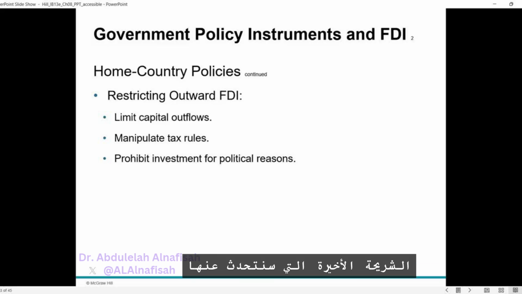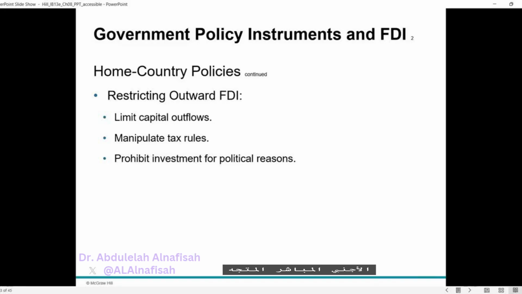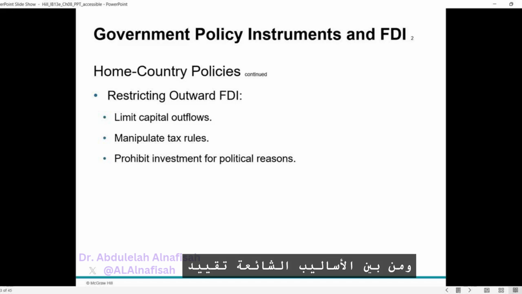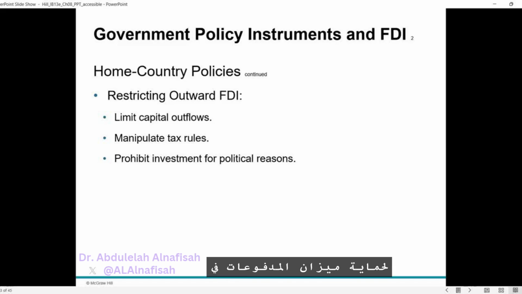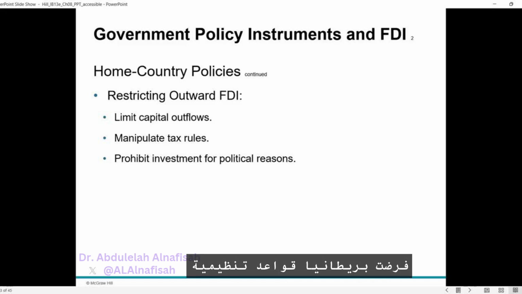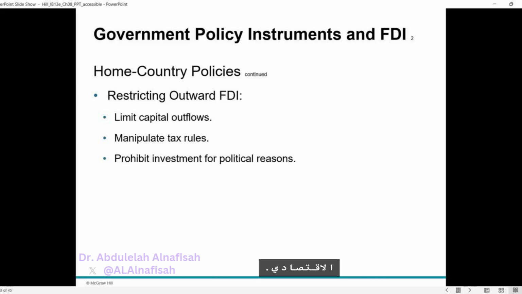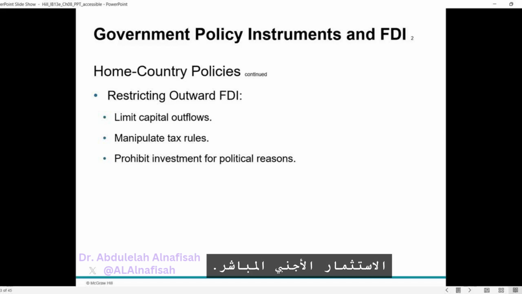The last slide we will talk about is restricting outward FDI. Home countries often exercise control over outward foreign direct investment, FDI, through various policies. One common approach is to restrict capital outflows to safeguard the country's balance of payments. For instance, Britain imposed exchange control regulations in the 1960s to 1979, limiting capital movement abroad, not only to address balance of payments concerns, but also to hinder domestic firms from engaging in FDI.